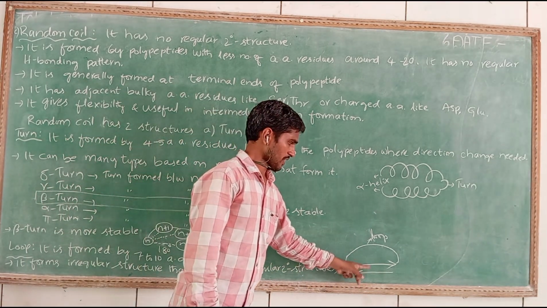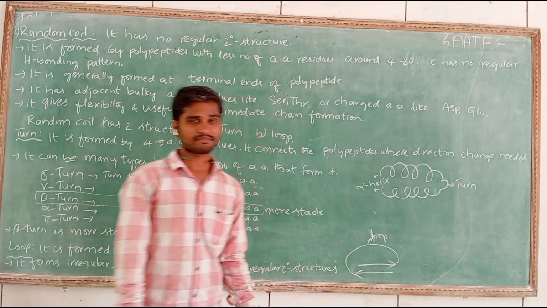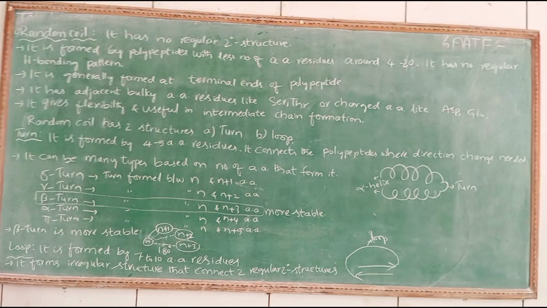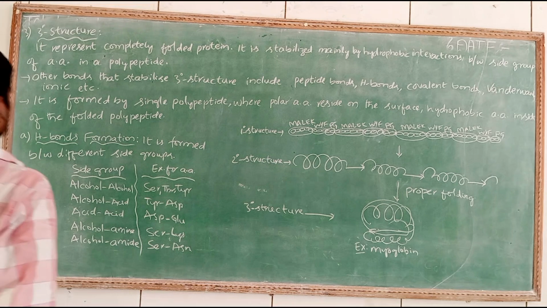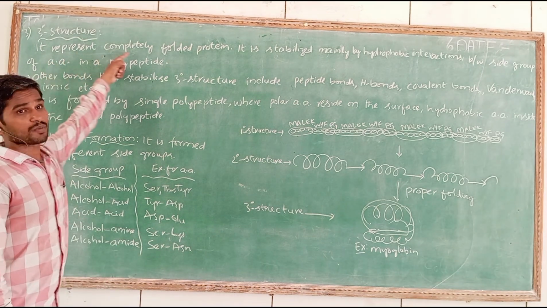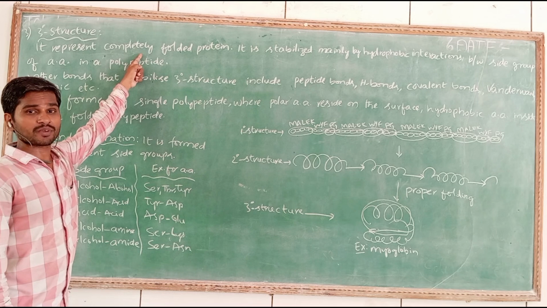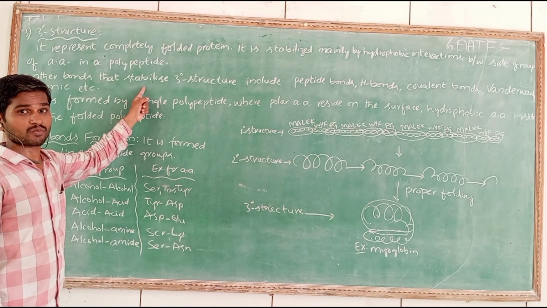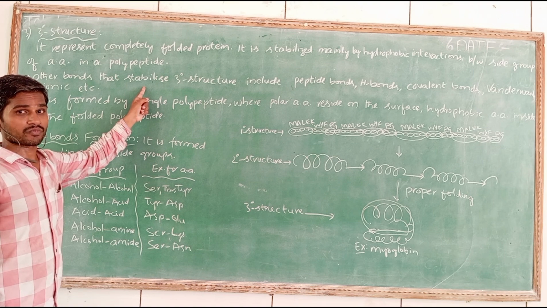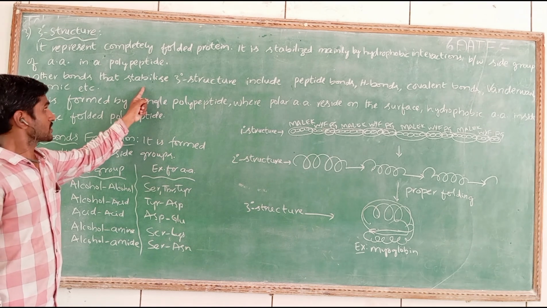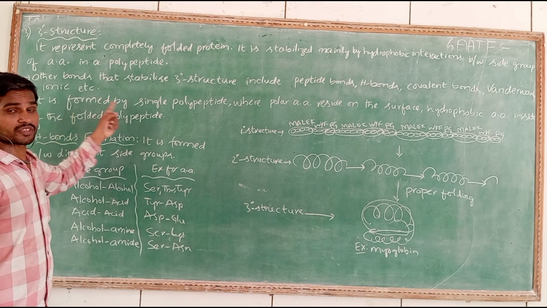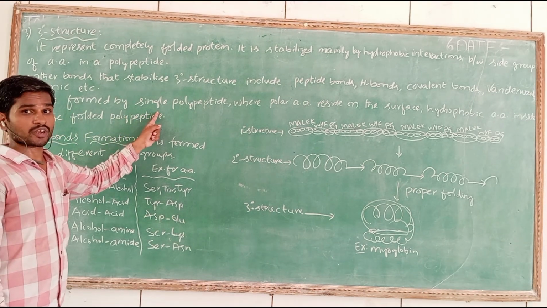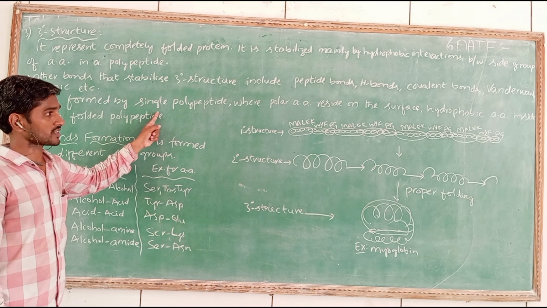These two are different beta sheets which are connected by a loop. The tertiary structure represents the complete three-dimensional structure of the protein. It is stabilized mainly by hydrophobic interaction of the side chains of amino acids within a polypeptide. Other bonds that stabilize tertiary structure include hydrogen bonding, van der Waals interactions, ionic bonds, and covalent bonds. The tertiary structure is found in a single polypeptide where polar amino acids reside on the surface and non-polar hydrophobic amino acids reside inside of the folded protein.